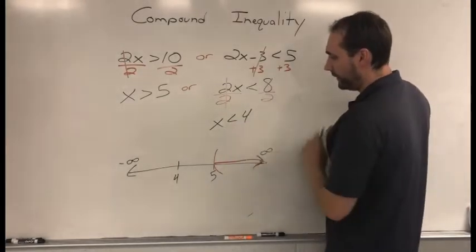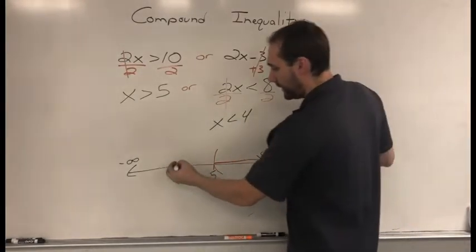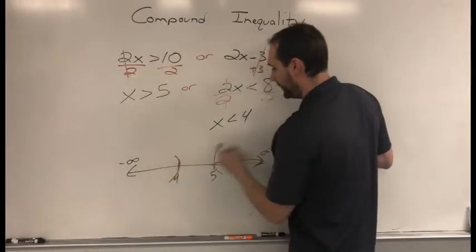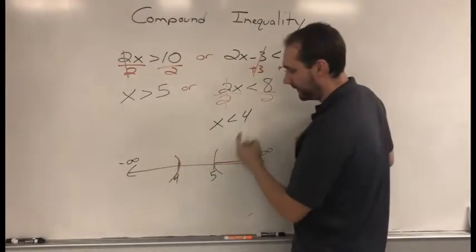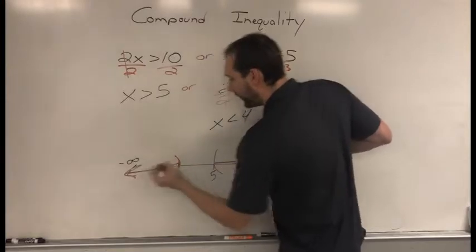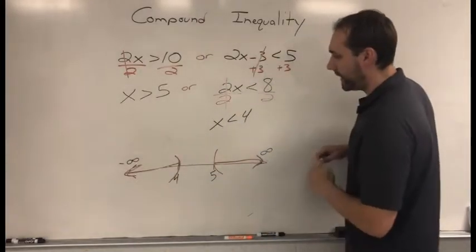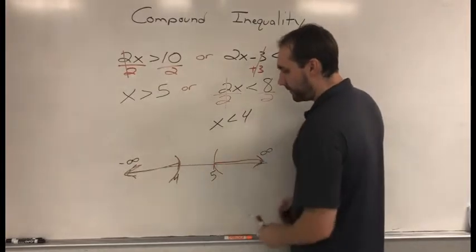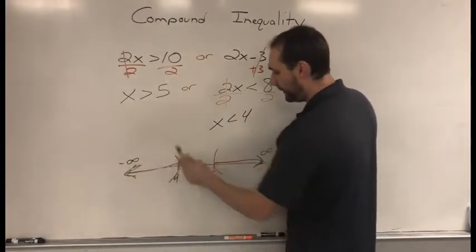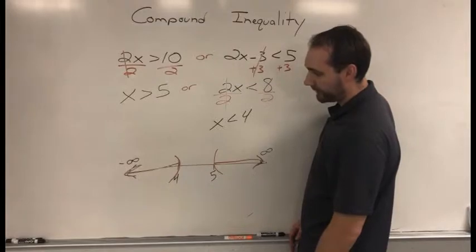Now with 4, x is less than 4, I'm going to use parentheses because it's less than. I don't see an equal sign. And it's all values less than 4. Again, the arrow is pointing left. So let's see here with my "or," my union, I do have two graphs that are separated. One's going left and one is going right.